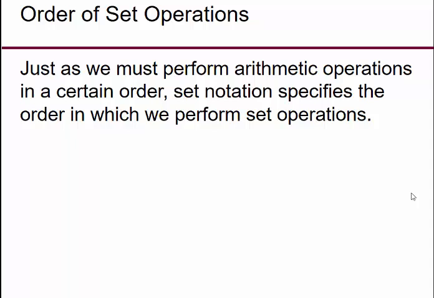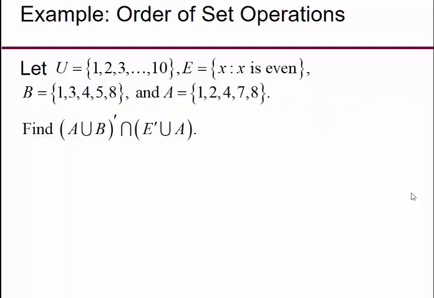Now, order of set operations. Just as we must perform arithmetic operations in a certain order, set notation specifies the order in which we perform set operations. So here's an example. Here we have the sets U, E, B, and A. We're going to find the complement of the union of A and B, and the intersection of that with the union of the complement of E and A.